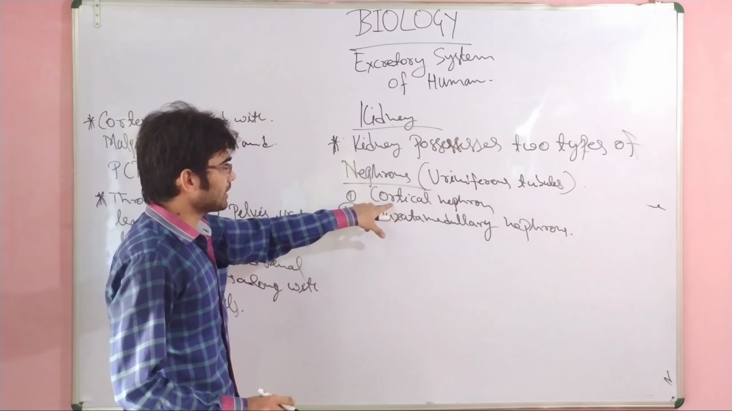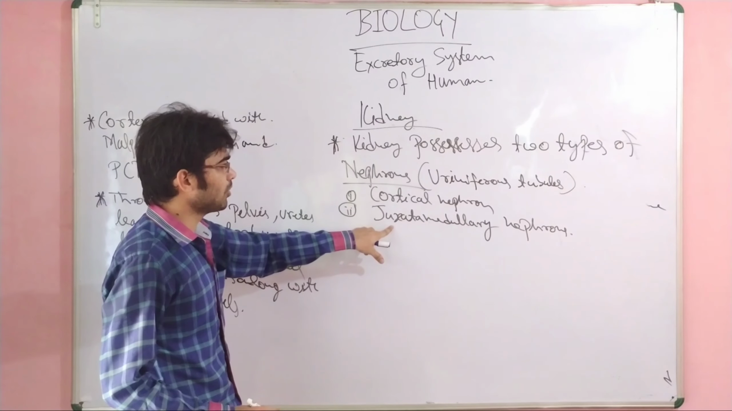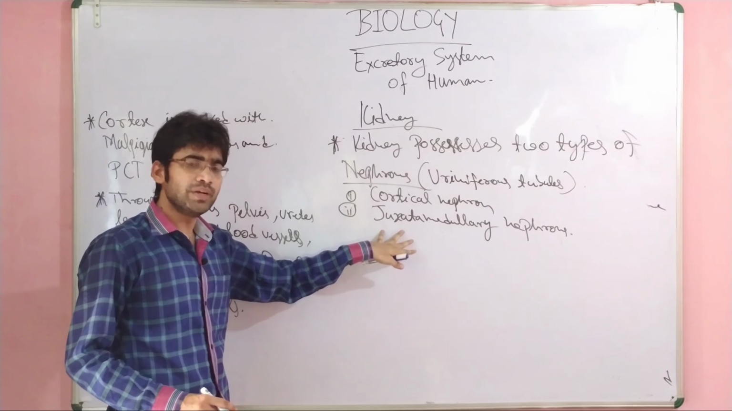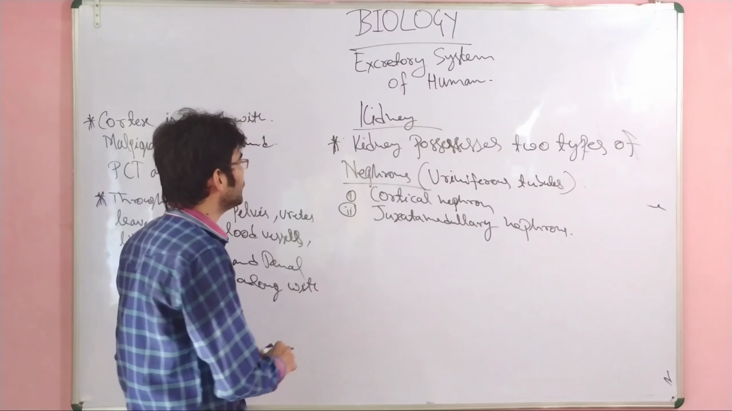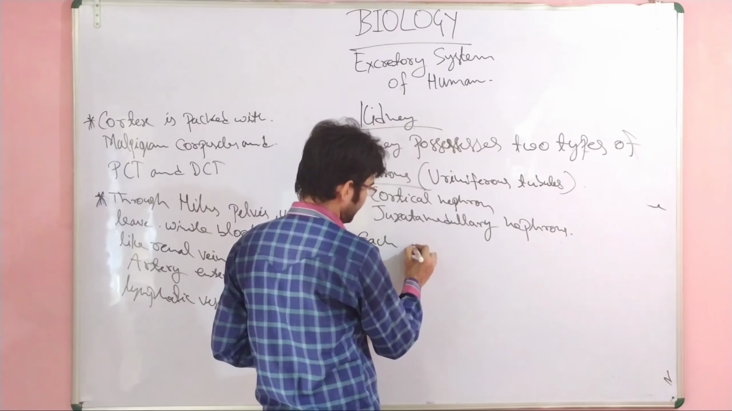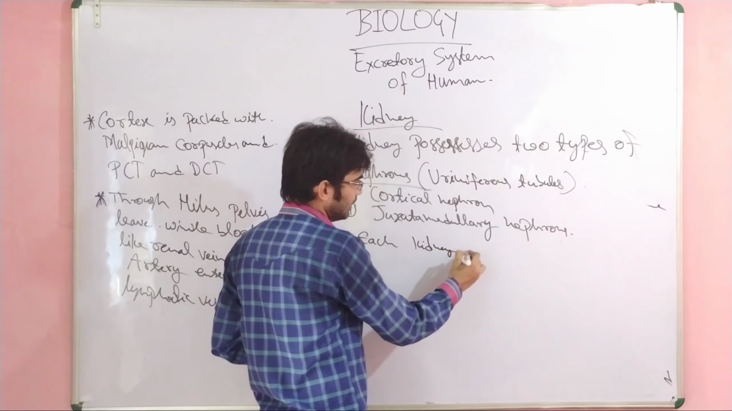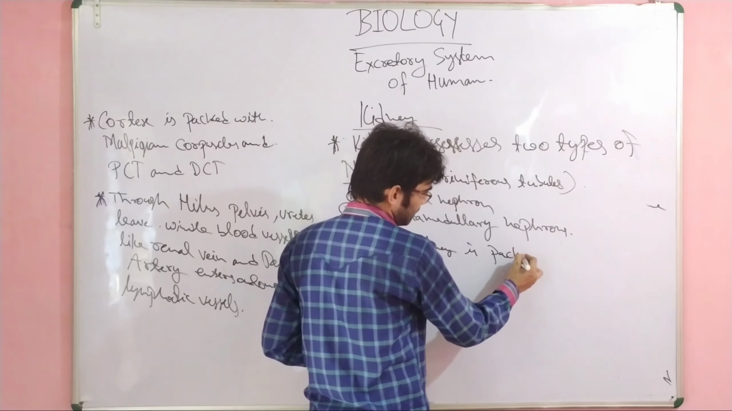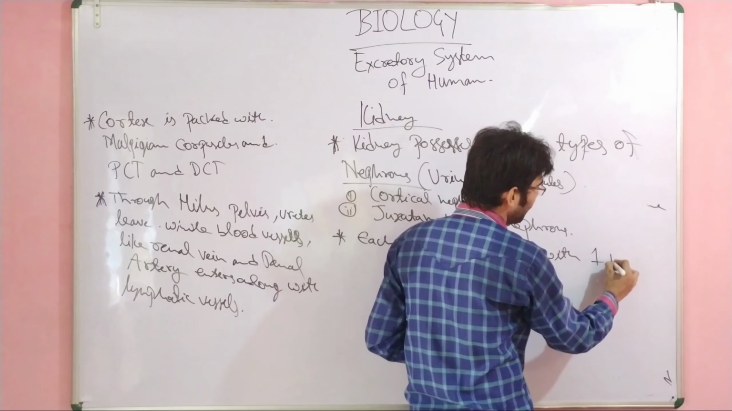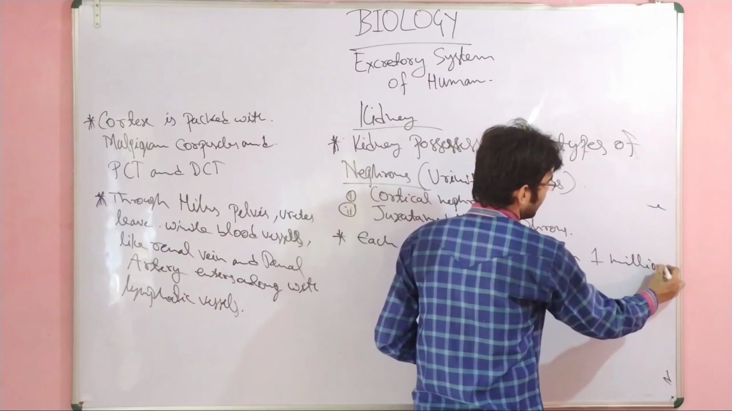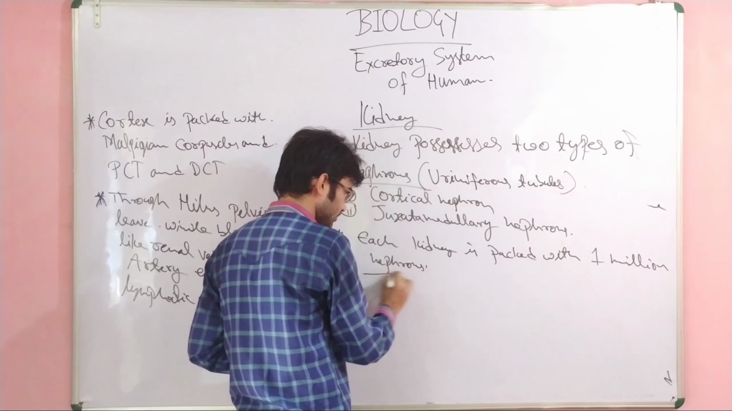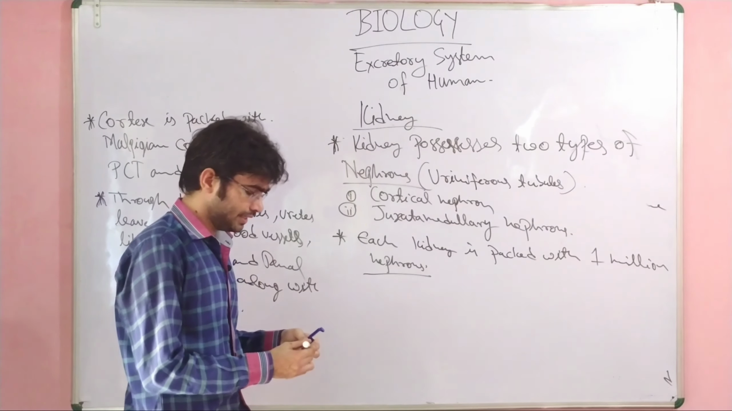The cortical nephron is present in the cortex region. The juxtamedullary nephron is present in the cortex as well as the medulla region of the kidney. Each kidney is packed with 1,000,000 nephrons.